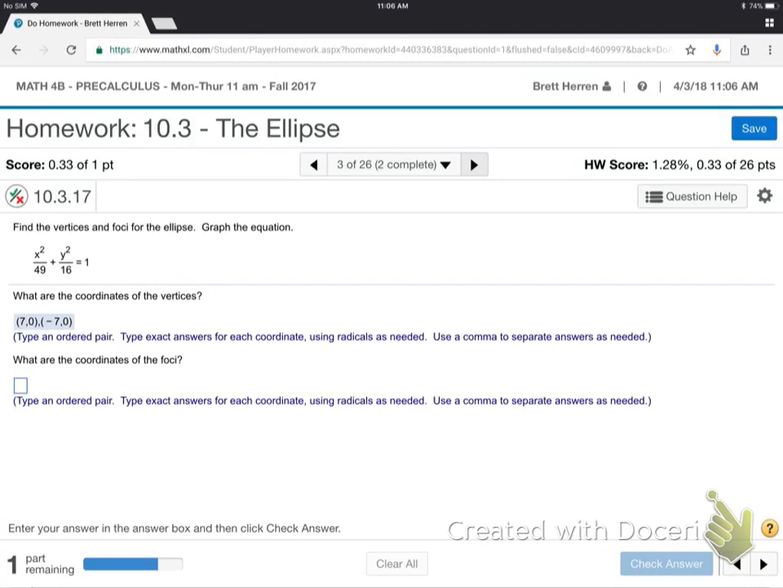Remember how this works? Let me draw a quick picture. Whatever's underneath x, that's always right, left. So 49, that's 7 squared, and 16 is 4 squared. We have to make it a number squared, right? So 7 squared means it's right 7, back 7. That's how we get the vertices: (7, 0) and (-7, 0). See how I give that answer?